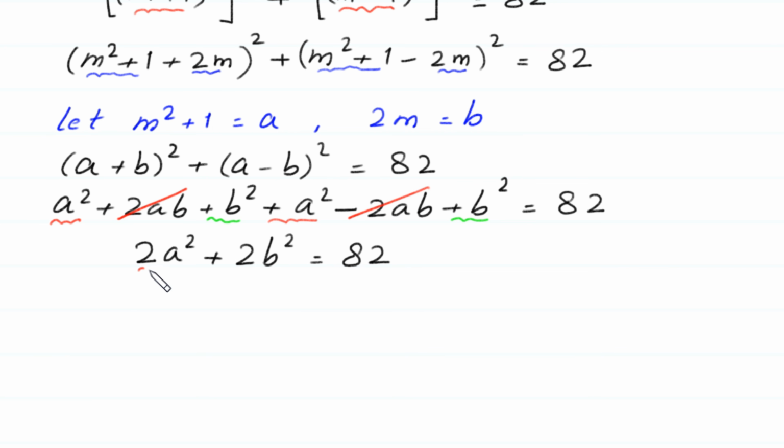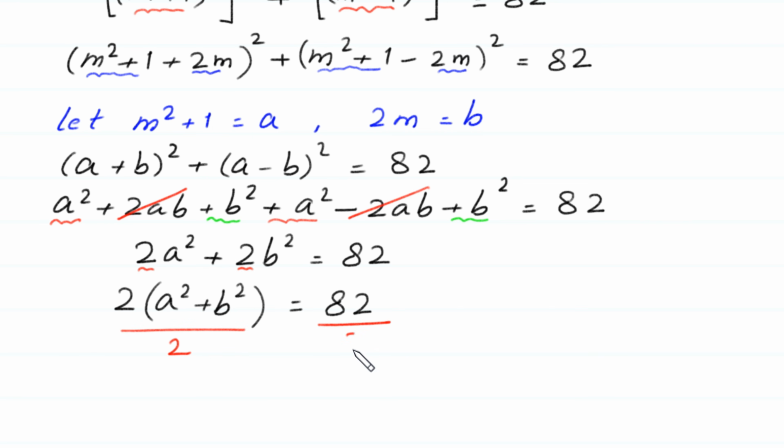Now from here we can factor out this 2 times, in bracket, a squared plus b squared is equal to 82. And from here we divide both sides of this equation by 2. This 2 will be cancelled with this 2, and at the left side left a squared plus b squared is equal to 82 divided by 2, 41.